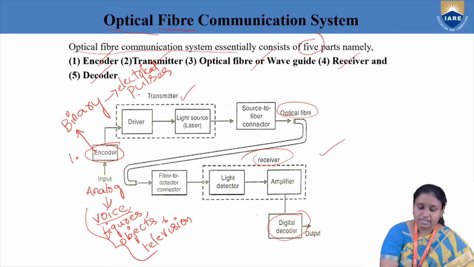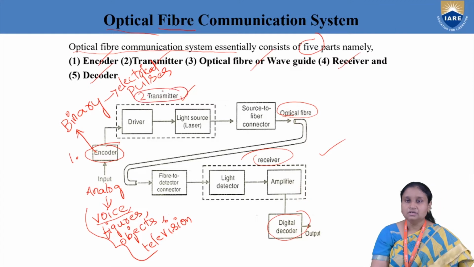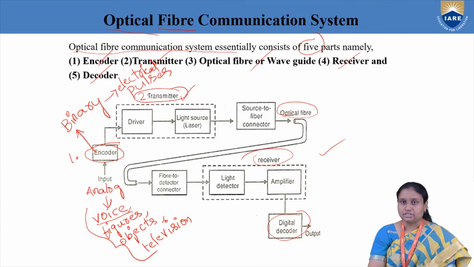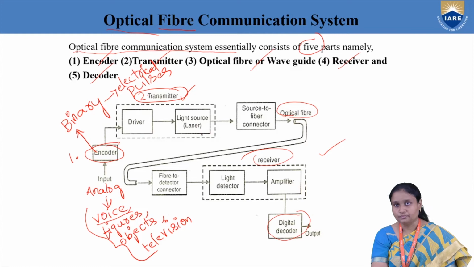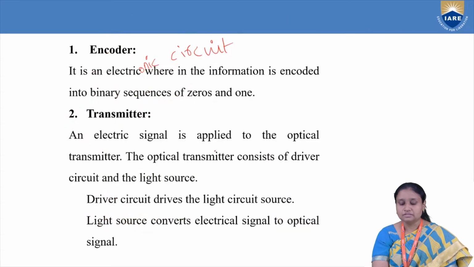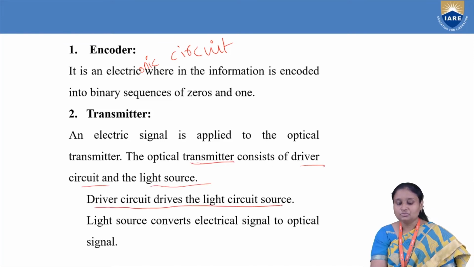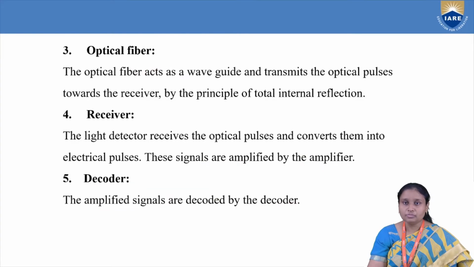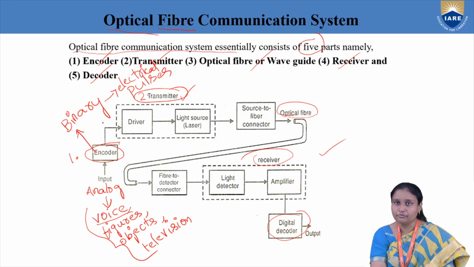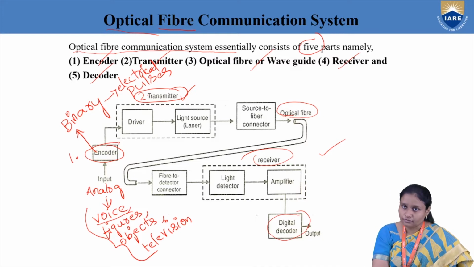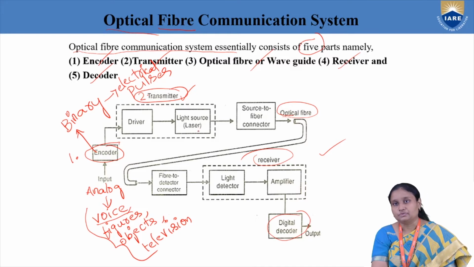Then comes the role of the transmitter. The transmitter consists of 2 parts: the first part is the driver, and the second is the light source. The electrical signal we get out of the encoder we give to the transmitter, which consists of a drive circuit and a light source. The drive circuit will drive the light source. What do we mean by that? The driver will put all those electrical signals in the required, proper, sequential form, and give them to the light source.